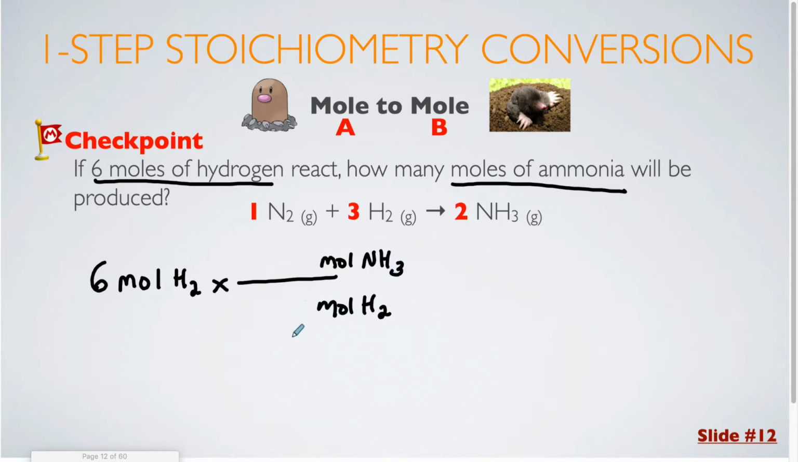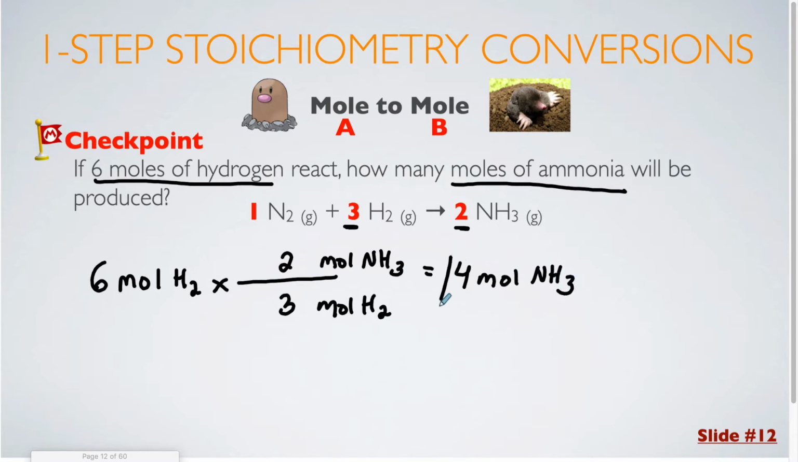Remember, when we are going between moles and moles, we are getting our numbers from the balanced equation. So in this instance, we're looking at the 3 for the hydrogen and the 2 for the ammonia. So I have 2 over 3. So we're going to take 6 times 2, and then we're going to divide by 3. So that is going to be 4. So 4 moles of NH3.